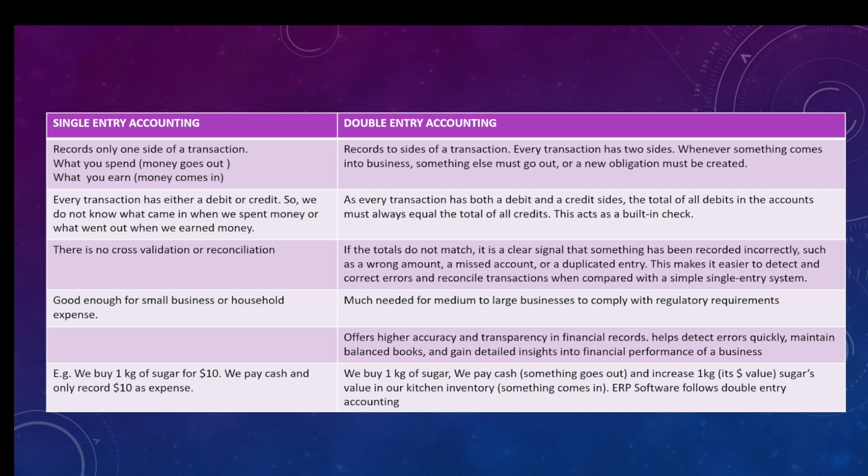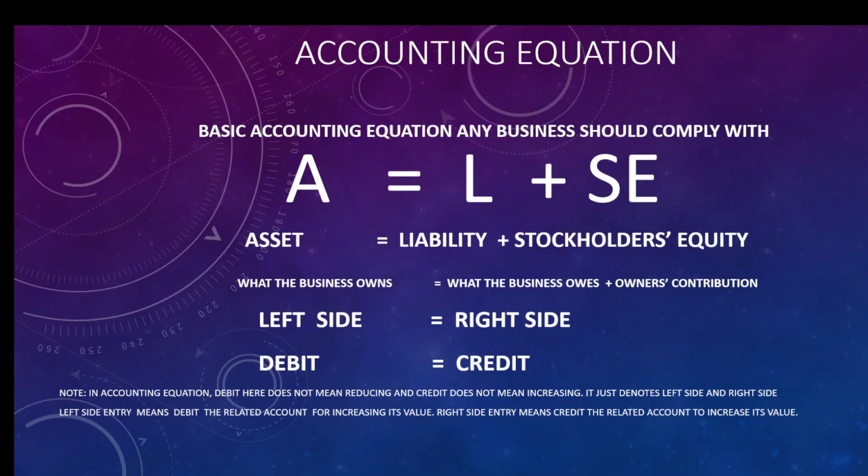Okay. So now let me get into a few more information on the accounting basics. So here you see the accounting equation. So what is the accounting equation? Any business should comply with a basic accounting equation called A equal to L plus SE. What is A? A is asset, and L is liability, and SE is stockholders' equity.